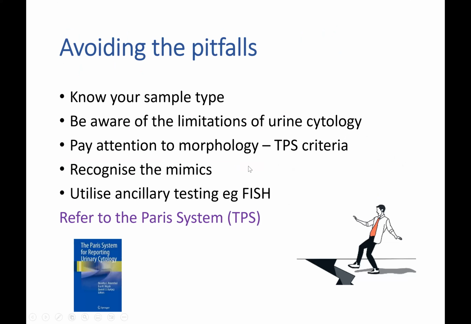Ways in which we can avoid some of these pitfalls, which I'll expand on throughout the talk, are to know the type of sample you're dealing with, be aware of the limitations of urine cytology, especially with low-grade abnormalities, pay very close attention to the morphological features, applying the PARIS criteria when required, be knowledgeable about the common mimics of malignancy, and, if available, use ancillary testing in tricky cases. All these aspects are incorporated into the PARIS system, published in book form in 2016.